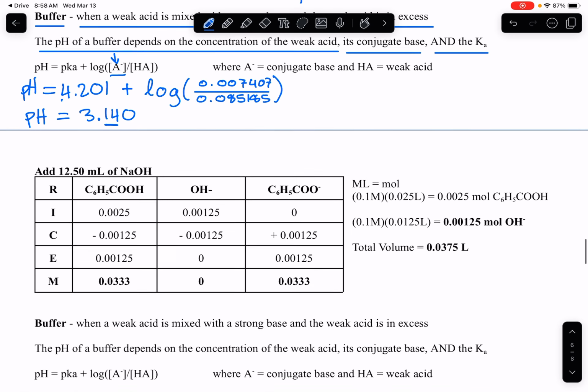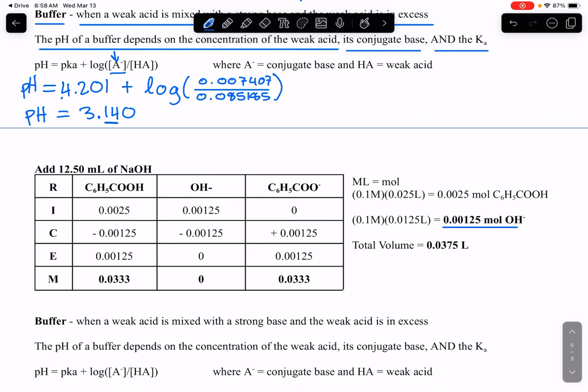All right, so here is the filled-in ICE table with the amount of moles of sodium hydroxide from the 12.5 milliliters, the new total volume. Here's the whole ICE table. Pause and see if this makes sense and matches what you wrote down on your own. The molarity now is this and this.